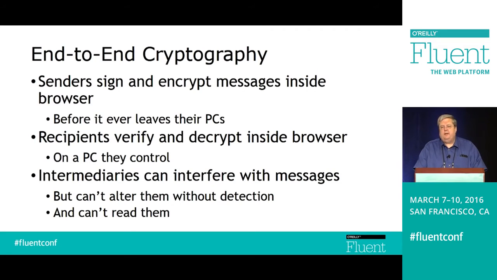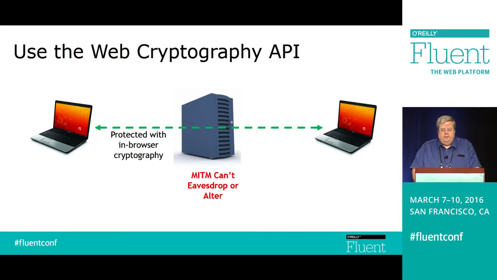End-to-end cryptography lets the senders of a message sign and encrypt the messages in their browser before they ever leave their machine. Then they're passed through intermediate points on the network, on other servers, it doesn't matter, but none of those people can read or alter the message until it reaches the actual recipient, who has the ability to verify the signatures and decrypt the messages. So with the Web Cryptography API, we can implement that by having the code in the browser sign and encrypt the message before we send it out. It then passes through intermediaries like the web server, and the recipient can actually read the messages and tell who they're from.